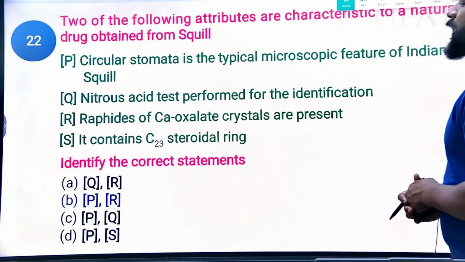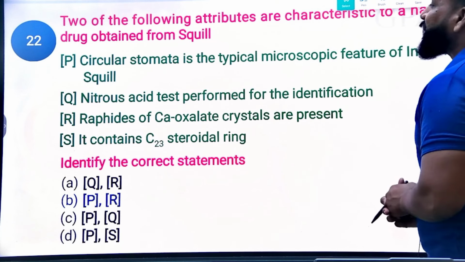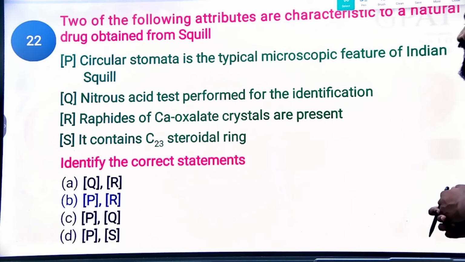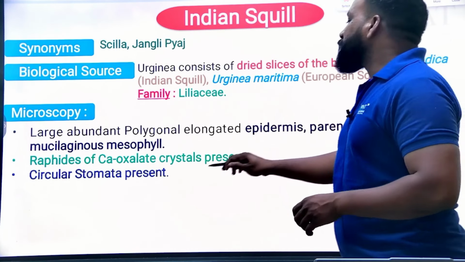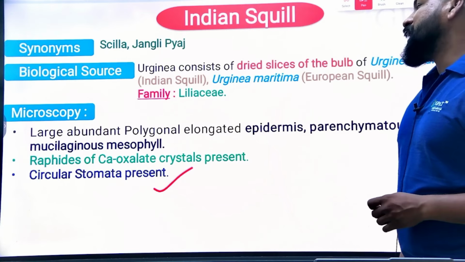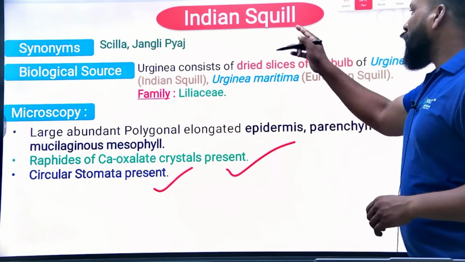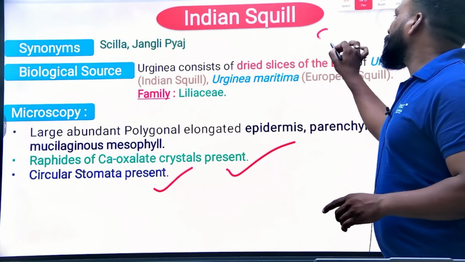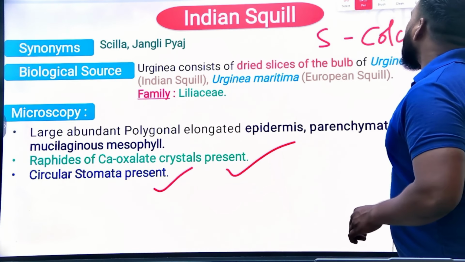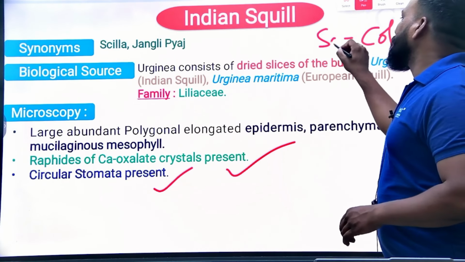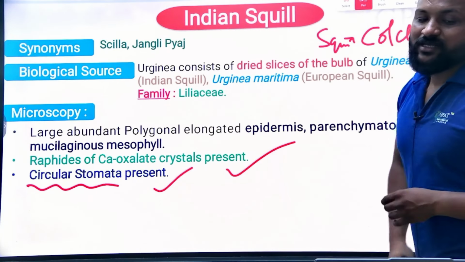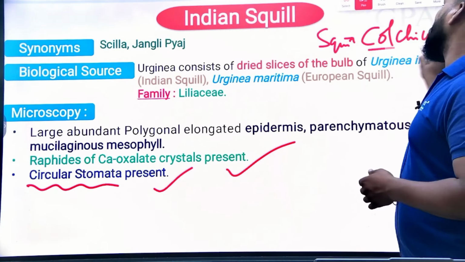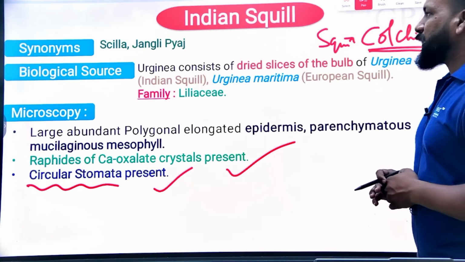So the right answer will be P and R. P and R only: it contains circular stomata and also raphides of calcium crystals. So these are the two important features. Along with squill, colchicum also contains circular stomata. These are the two species with circular stomata. Try to remember colchicum, it's an alkaloid.